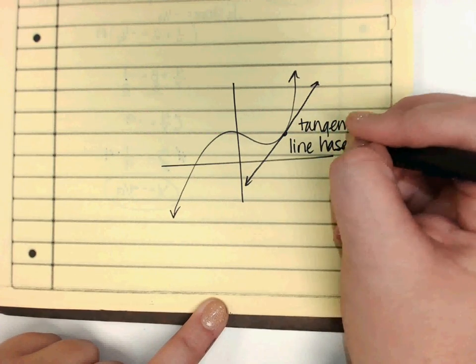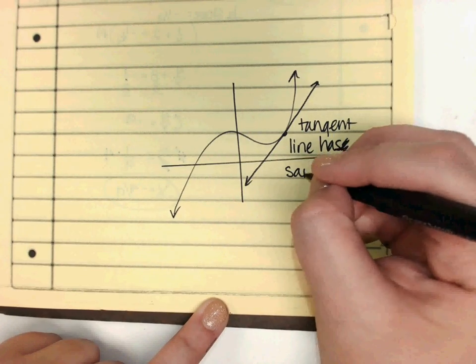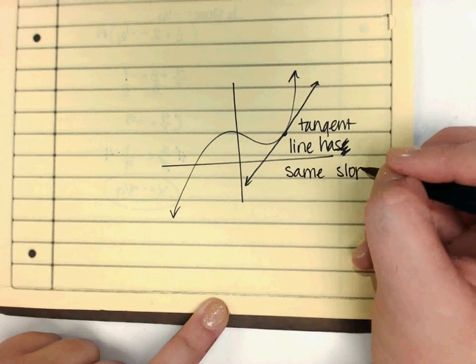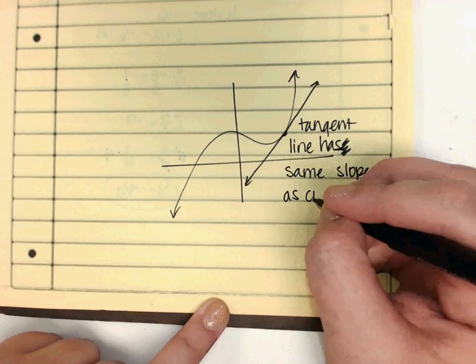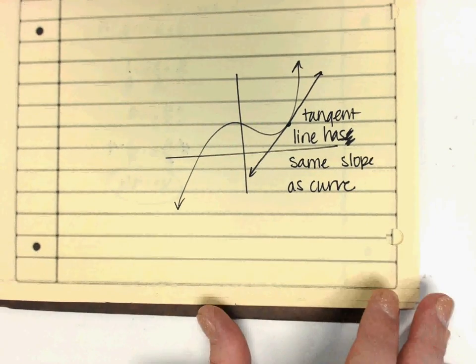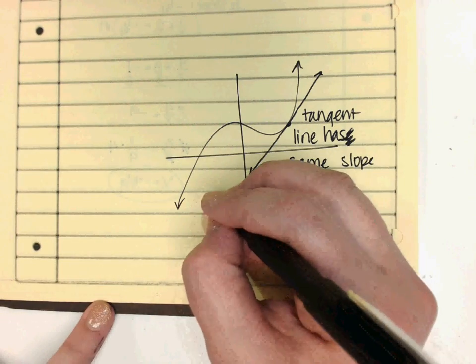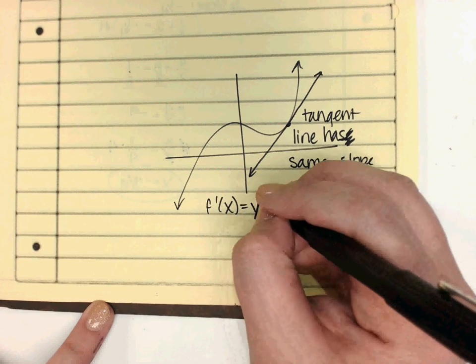So a tangent line has the same slope as the curve. So what does that mean in terms of calculus-y stuff? F prime equals y prime, yeah? So f prime of x equals y prime of x.